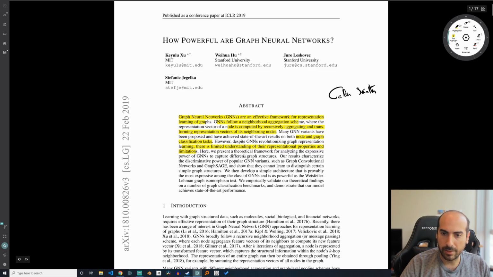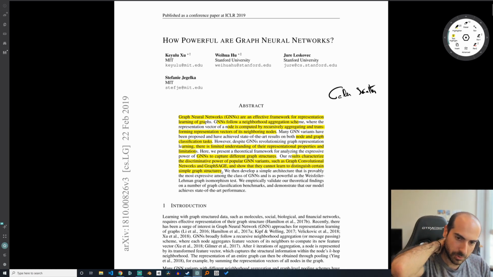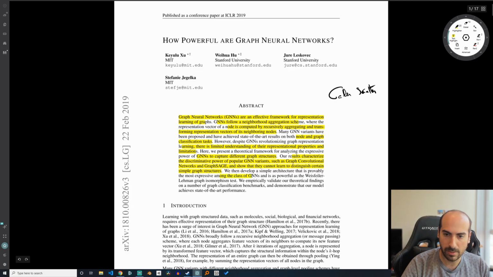So here we present a theoretical framework for analyzing the expressive power of GNNs to capture different graph structures. Our results characterize the discriminative power of popular GNN variants such as graph convolutional networks and GraphSAGE, and we show that they cannot learn to distinguish some simple graphs. We then develop a simple architecture that is provably the most expressive among the class of GNNs and is as powerful as the Weisfeiler-Lehman graph isomorphism test. We empirically validate our findings on a number of graph classification benchmarks and demonstrate that our model achieves state-of-the-art performance. Okay, that was a mouthful, so let's discuss it.